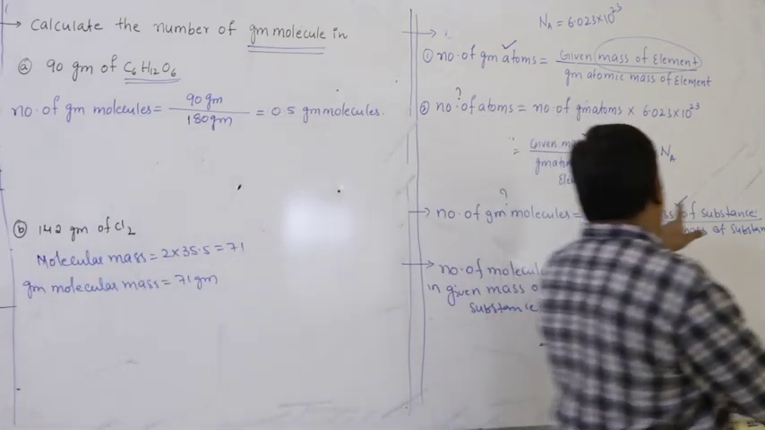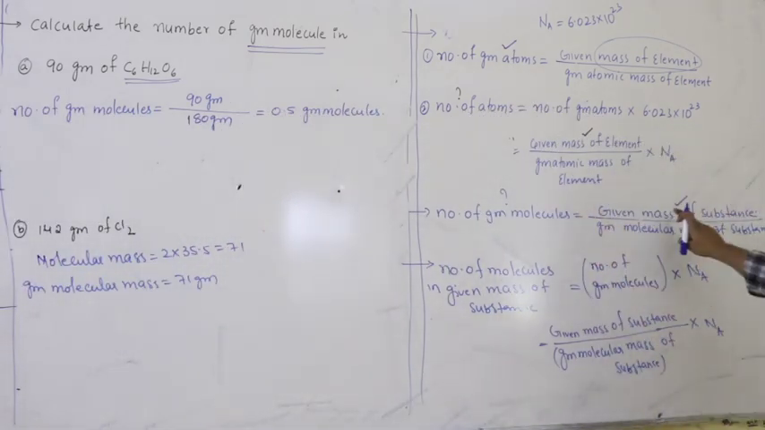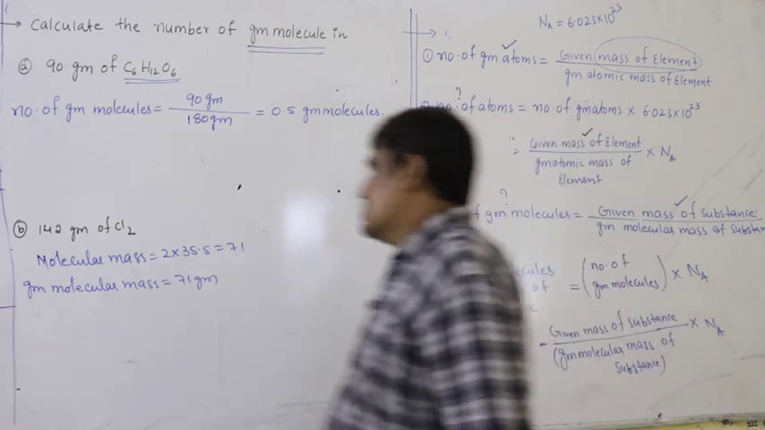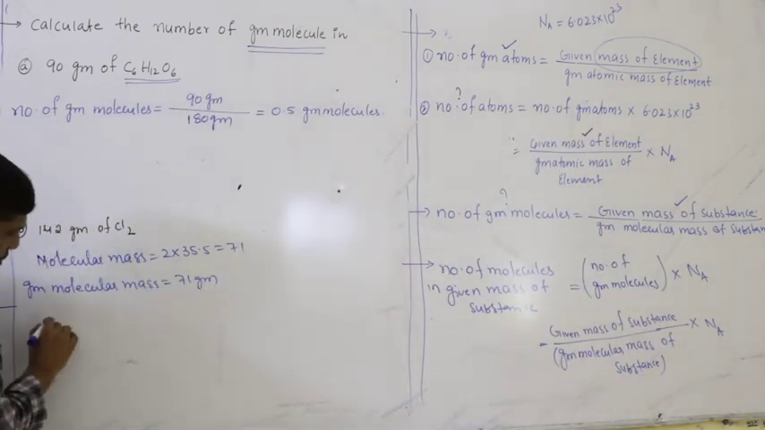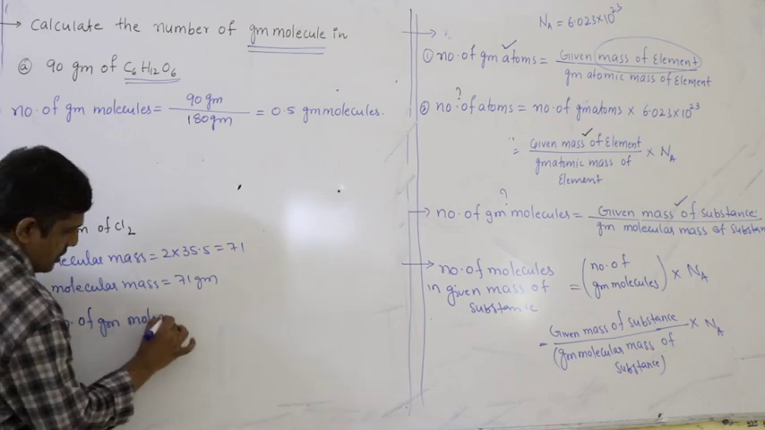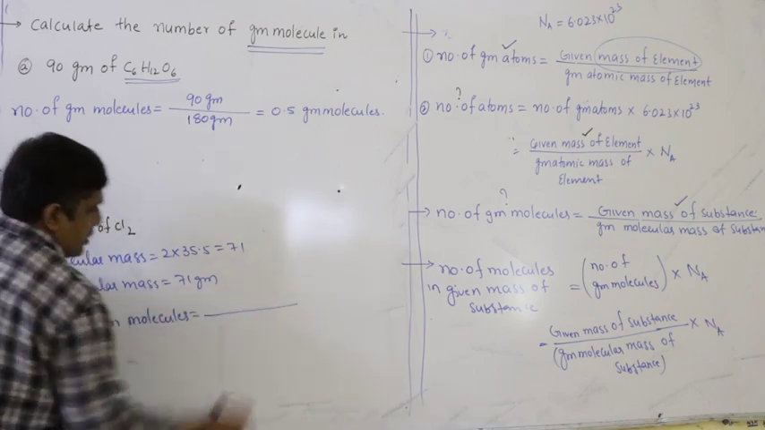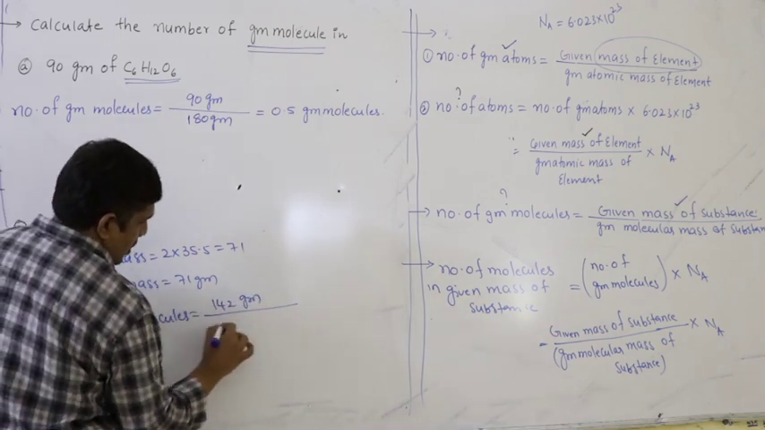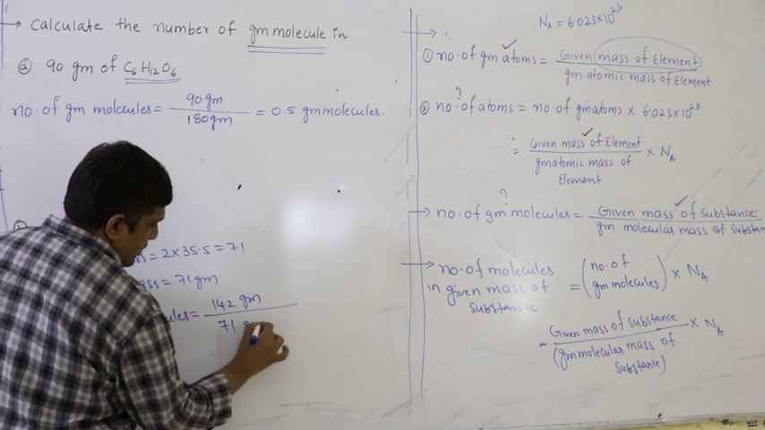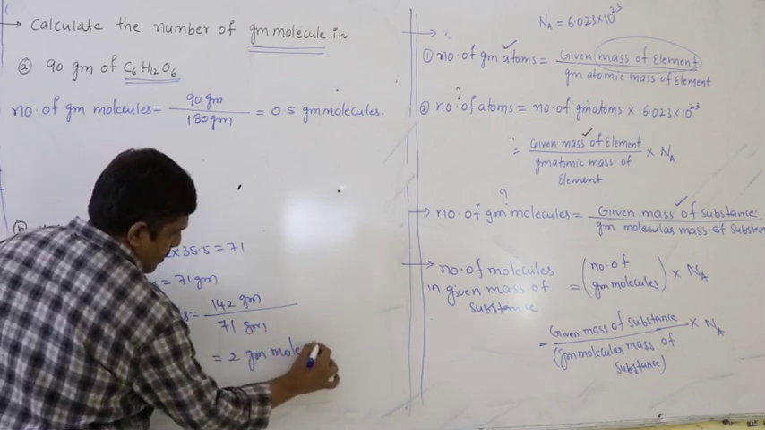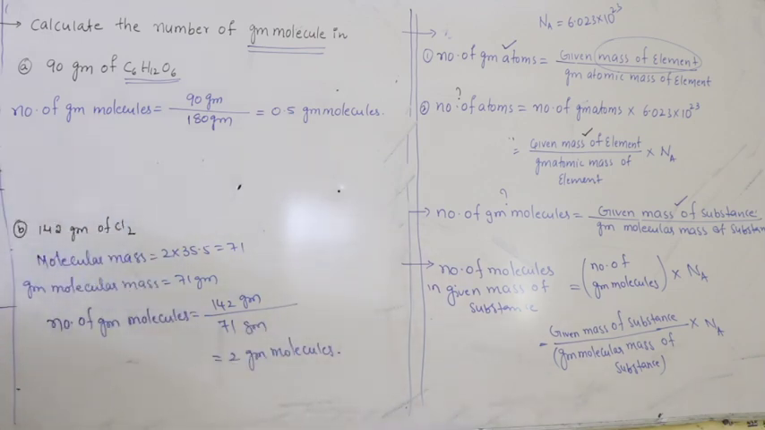So what we know? We know mass of chlorine. What is the mass of the chlorine given? 142. Gram molecular mass is 71. You have to find number of gram molecules. So number of gram molecules of chlorine is equal to given mass 142 by gram molecular mass, that is 71, equal to 2 gram molecules.